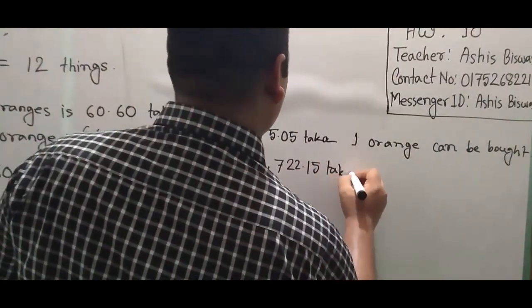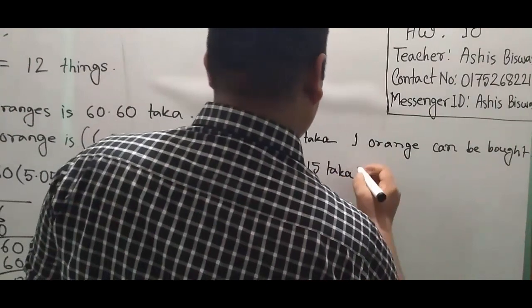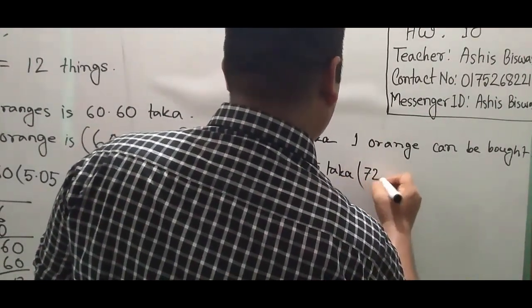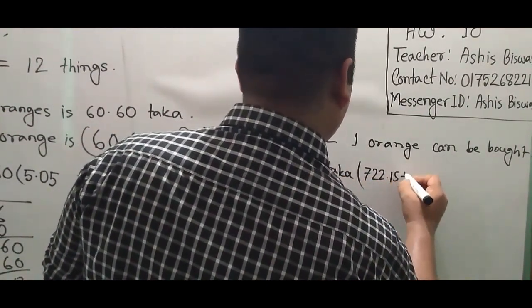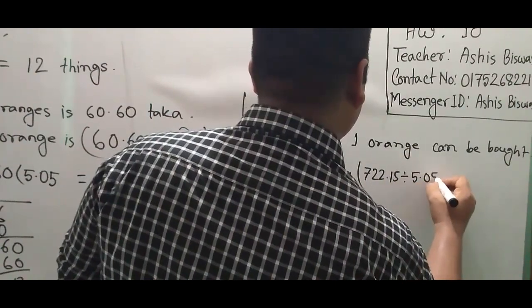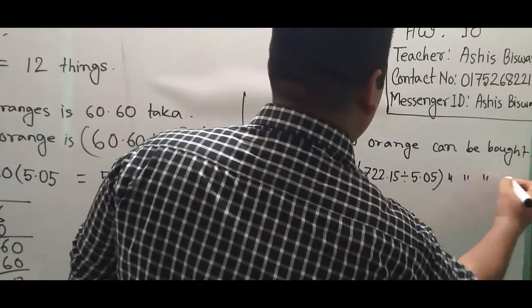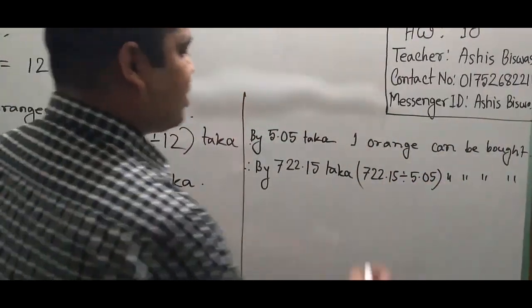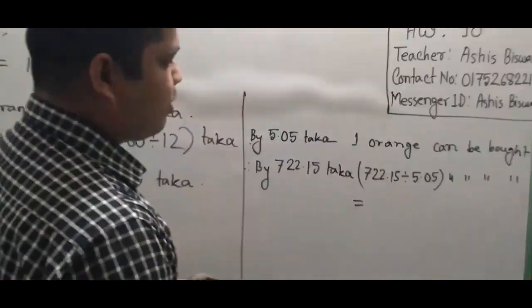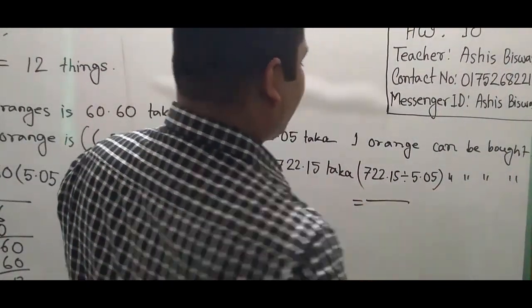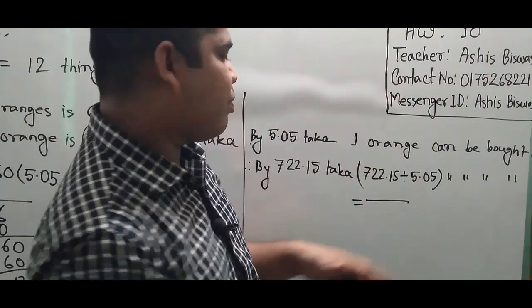722.15 taka. We divide 722.15 by 5.05. Oranges can be bought. My dear students, we divide this number. Here you notice at first we write the number without the point.